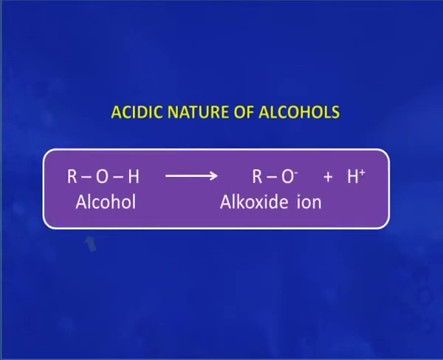You can see here this alcohol molecule, when OH bond dissociates, there is formation of alkoxide ion. The negative charge on oxygen is stabilized. As a result, the conversion of alcohol into alkoxide and H+ is facilitated, or in other words we can say alcohols act as acids.